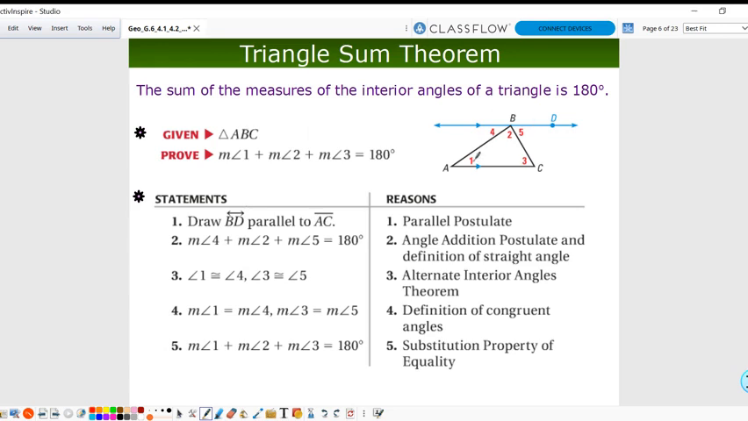Angle 1 is congruent to angle 4. Angle 3 is congruent to angle 5 using the alternate interior angle theorem. So if this is your transversal, 1 and 4 are alternate interior angles. 3 with 5 if this is your transversal. Going from angles being congruent to their measures being equal is your definition of congruent angles.